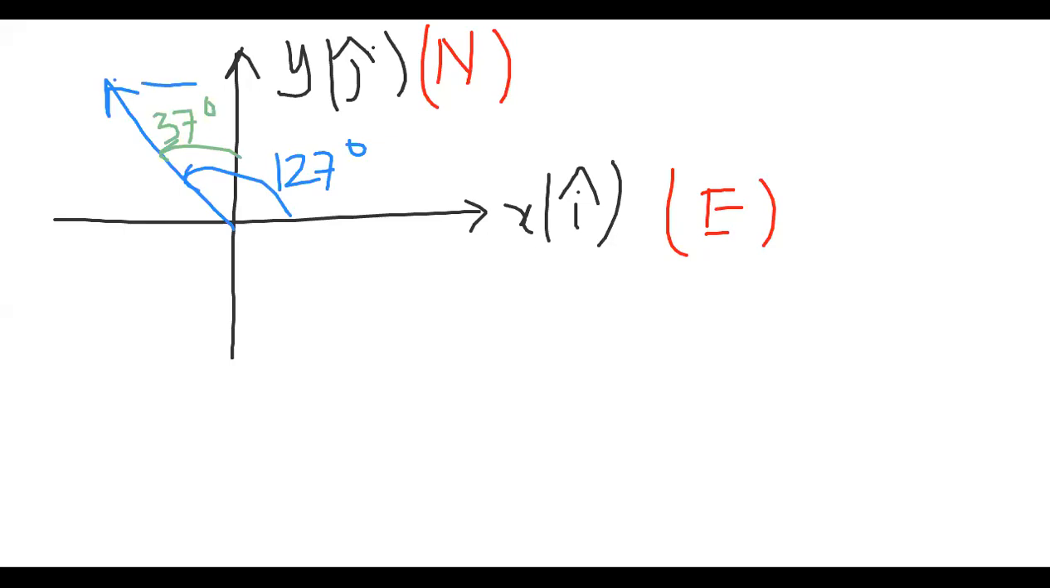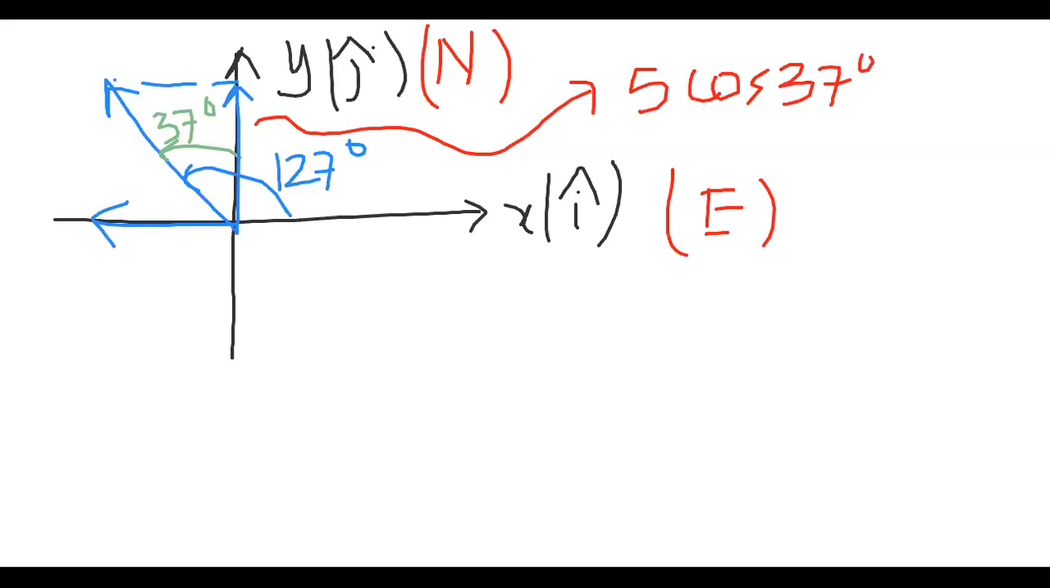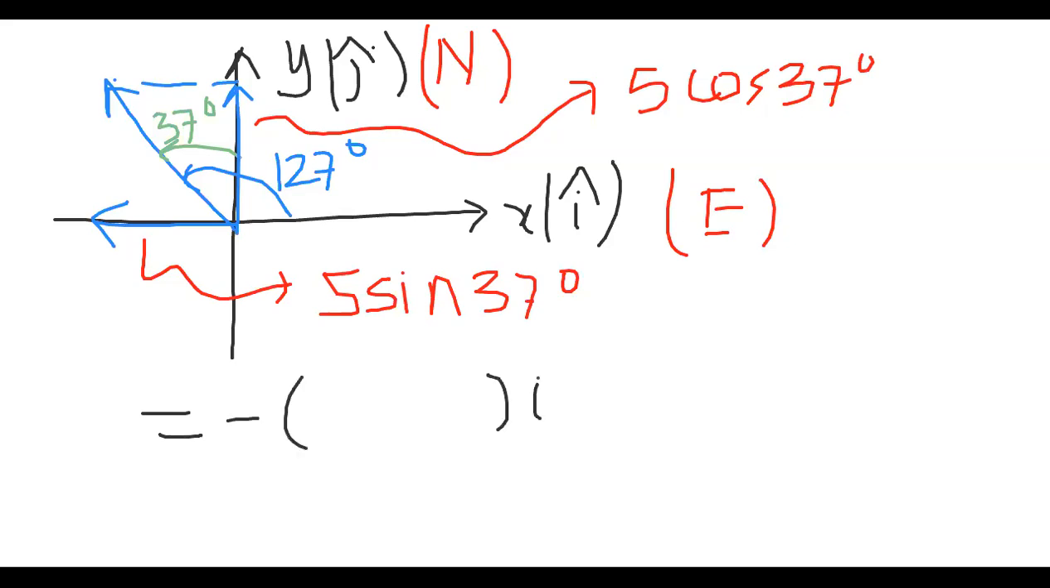And if this angle is 37 degrees, then this component of the vector can be found out, right? And this component of the vector must be 5 cosine 37 degrees. This component of the vector must be 5 sine 37 degrees. So the vector itself is equal to i cap mein minus something i cap aayega, j cap mein plus something j cap aayega. Minus kitna aayega? 5 cosine 37. Sine 37 is 3 by 5. So this must be 3 and this must be 4. Okay?